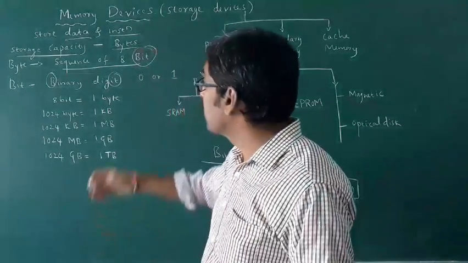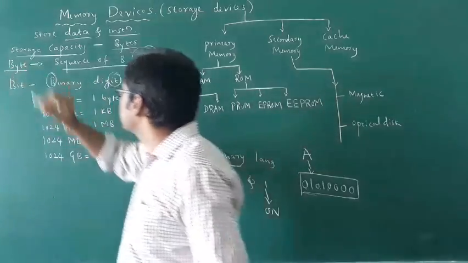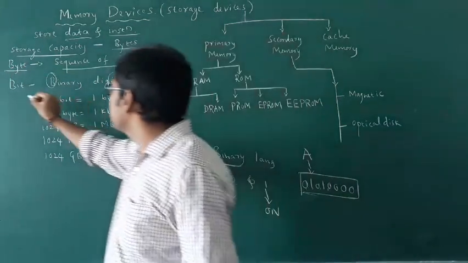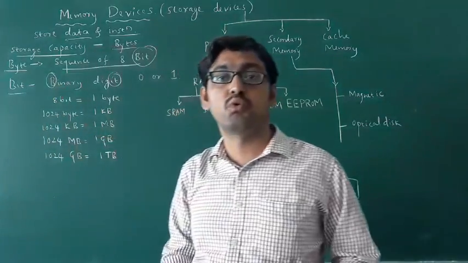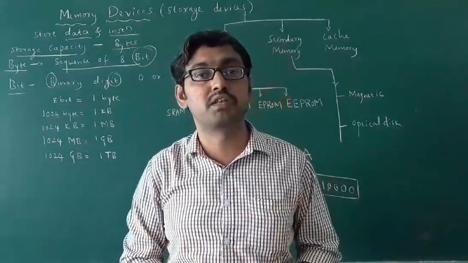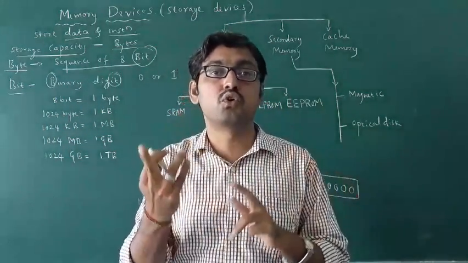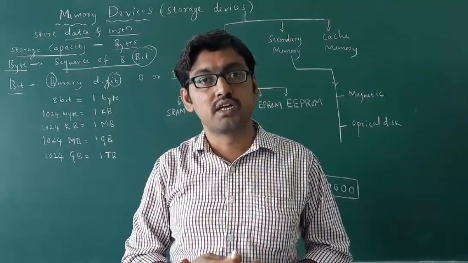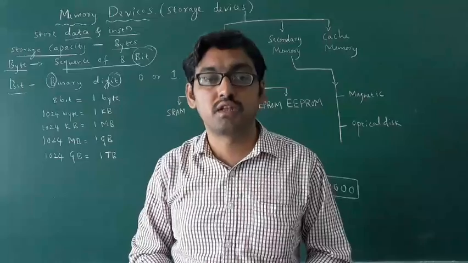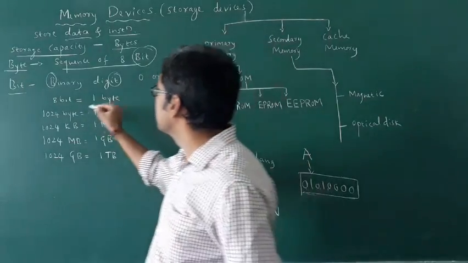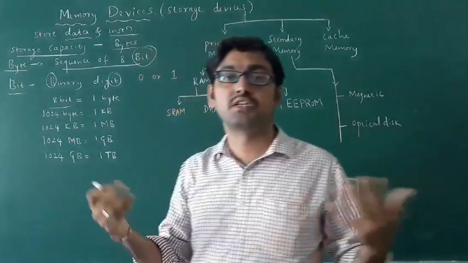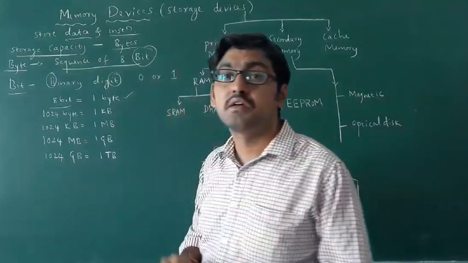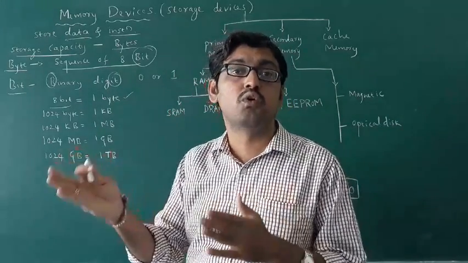Now what is a byte? Byte means a sequence of 8 bits. Then what is a bit? Many times it has been asked in examinations. Bit means binary digit, either 0 or 1. That is called a bit. In competitive exams, they sometimes ask: 8 bits equal to how much byte? 8 bits equal to 1 byte.